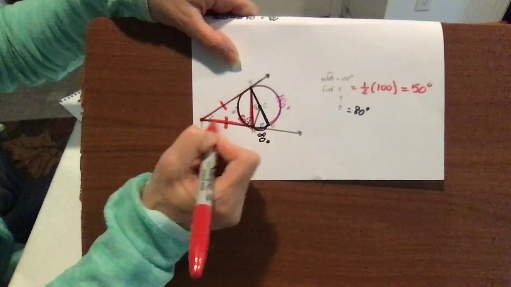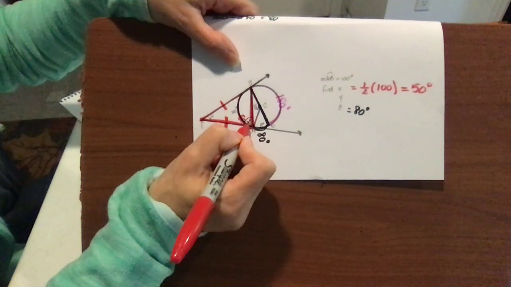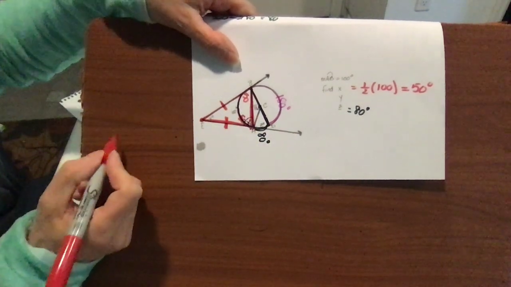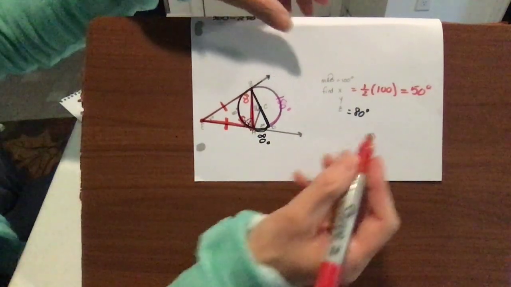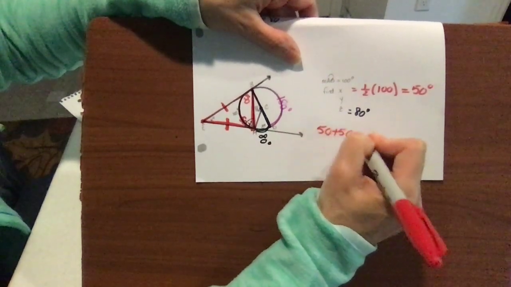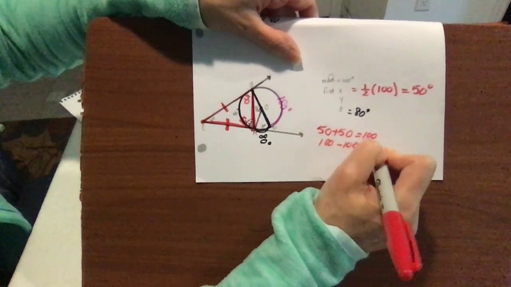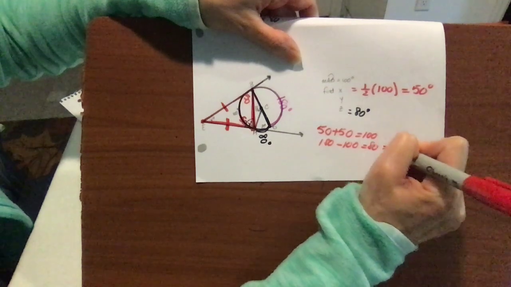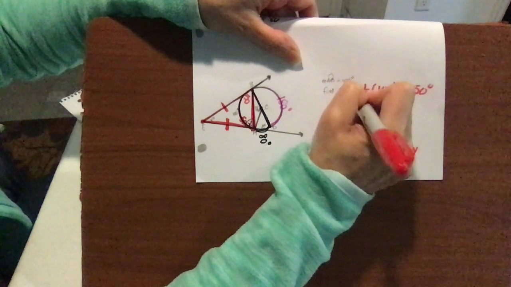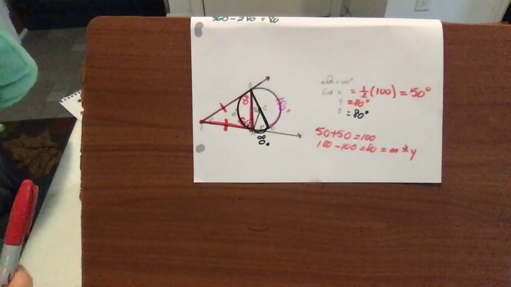So that makes this BEA an isosceles triangle. Well, if this angle is 50, then this angle is 50. So it's a total of 180 degrees in your triangle. 50 plus 50 is 100, and so 180 minus the 100 gives us 80, and that would equal angle Y. So angle Y is 80 degrees also. So there's a few ways you can go about finding these.